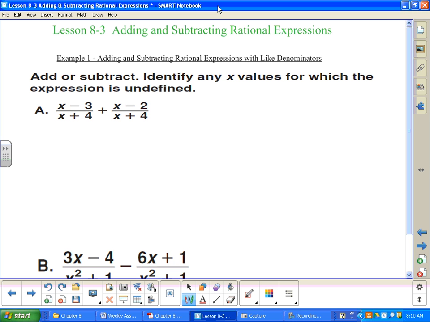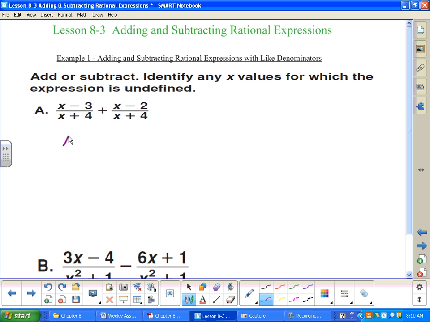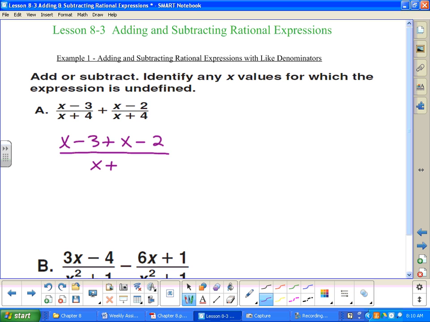So if our denominators are the same, then we write our numerators. So here we have x minus 3 plus x minus 2 over x plus 4. So we can write it as a single fraction, and then it's just a matter of simplifying it.